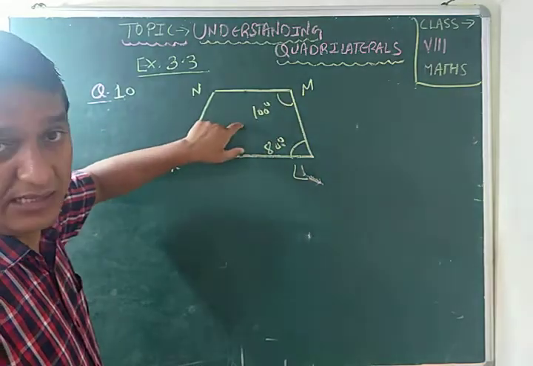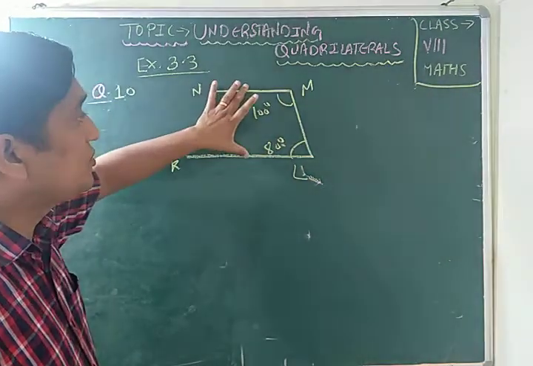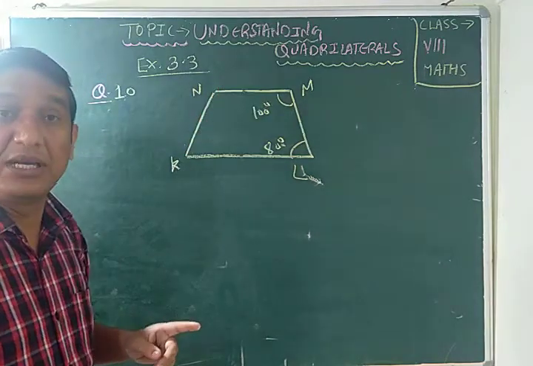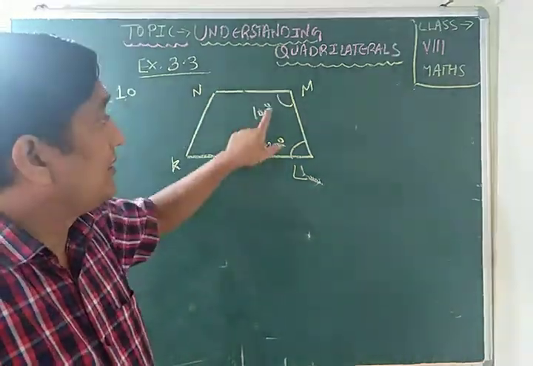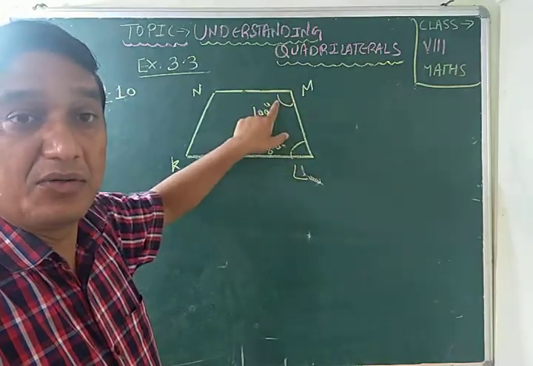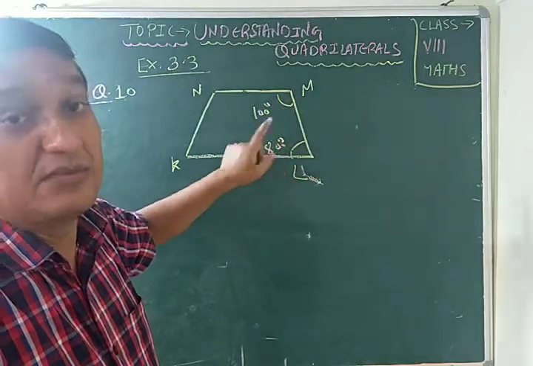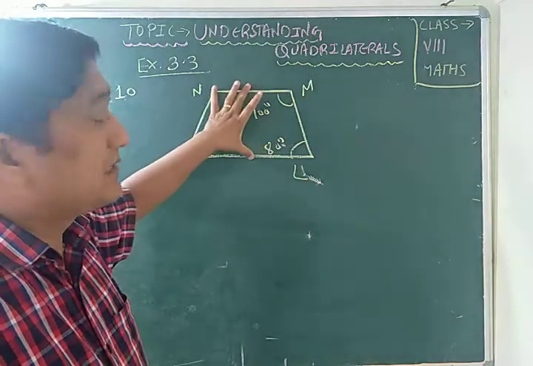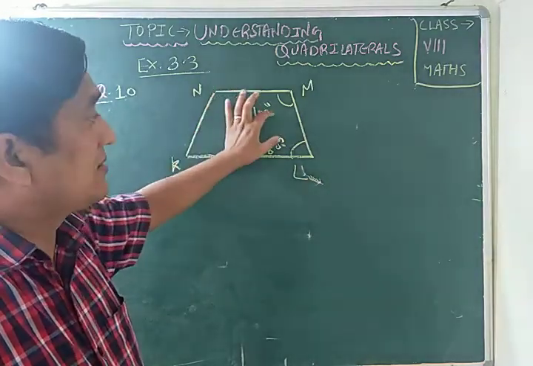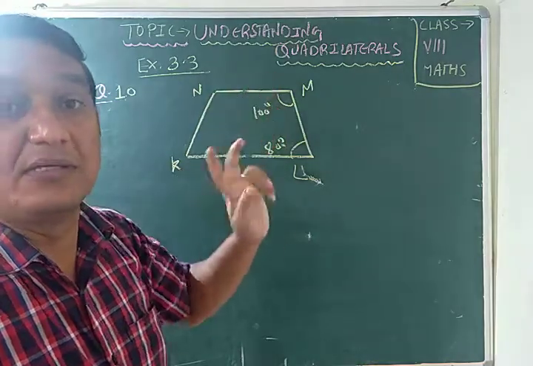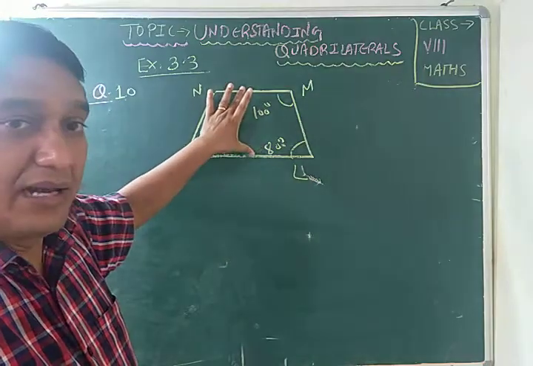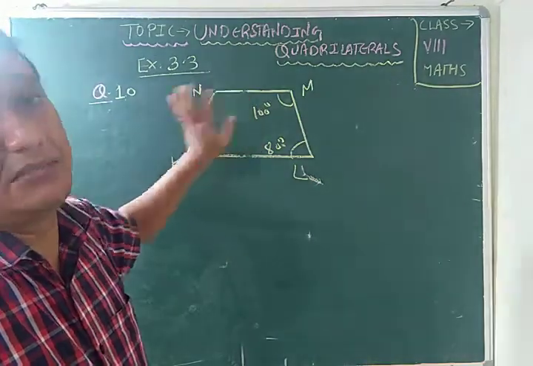If the sum is 180 degrees, then we will say that these two sides are parallel, because we know that if the sum of the co-interior angles, the consecutive angles, or the adjacent angles is 180 degrees, the lines must be parallel. And if lines are parallel, then the angle sum is 180 degrees, vice versa. Always remember, if the sum is 180 degrees, lines are parallel, and if lines are parallel, the sum is 180 degrees.